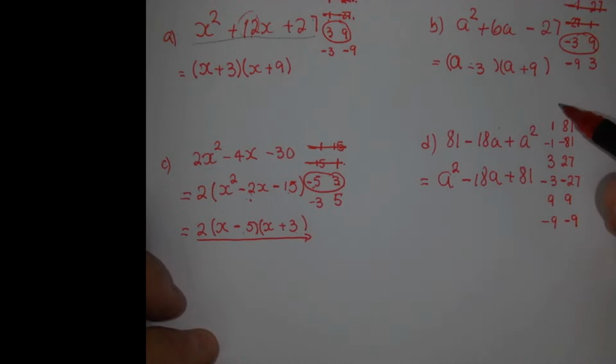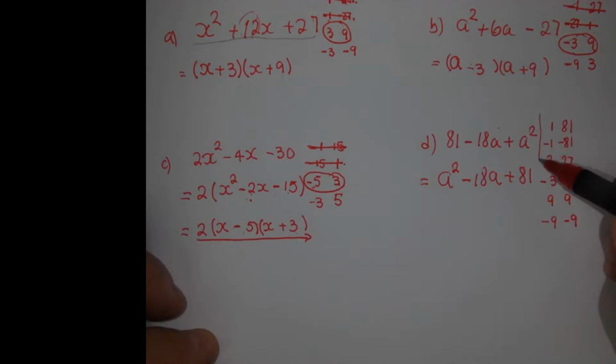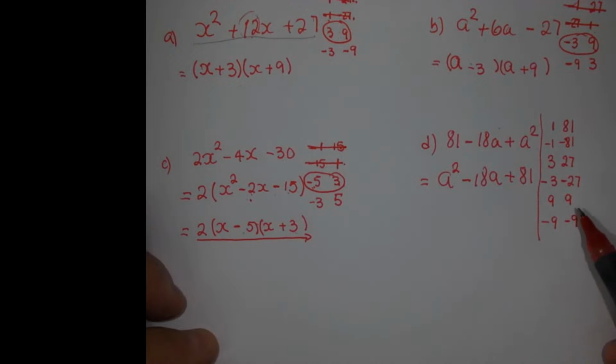And I think that I've covered all the pairs of integers that multiply to positive 81. Remember, they both have to be positive, or they both have to be negative, because the product is a positive value, and the only way to achieve that is by using two numbers with the same sign. Now I'm going to go through my method of elimination and say which one of those pairs add up to negative 18.